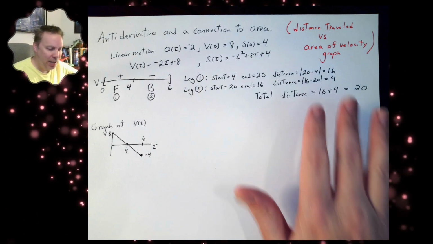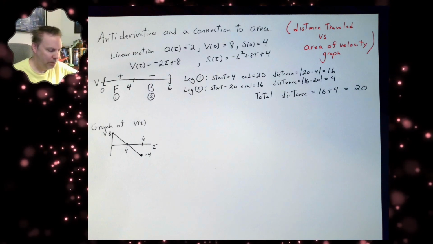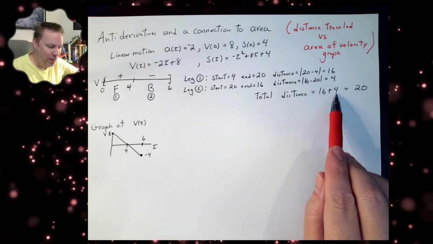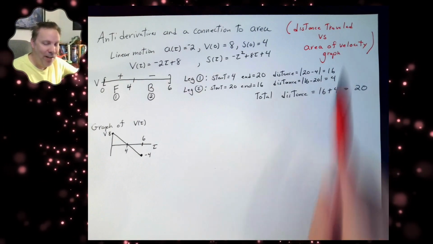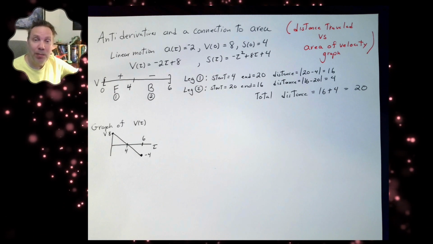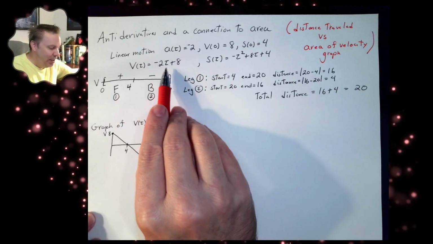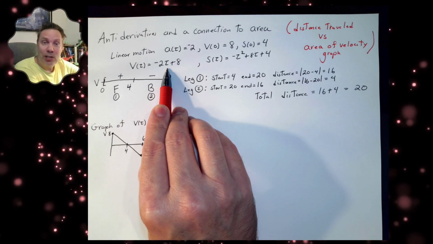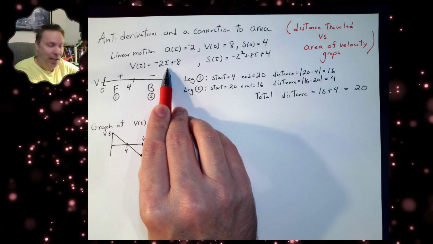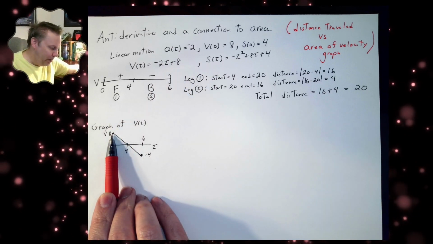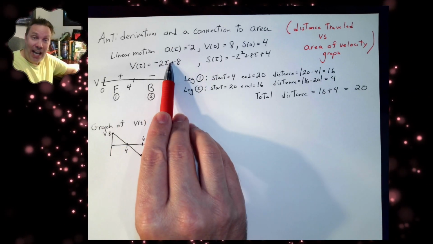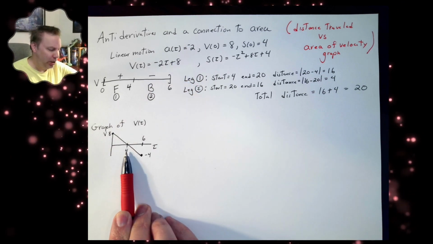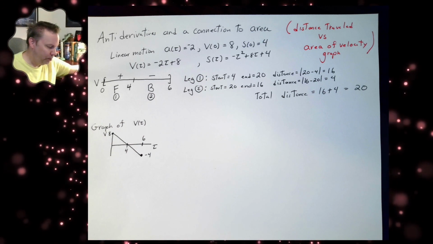I want you to keep in mind that these two numbers, 16 and 4. I claim there's a relationship between 16 and 4 and the 20 and the area of the velocity graph. So let me plot the velocity graph here. Well, the velocity graph is a linear function. That's nice. So it's a straight line. Has slope of -2 and an intercept of 8. So I have an intercept of 8, and I know this crosses the t-axis at t equals 4. And so that's what I'm representing here with this little picture.